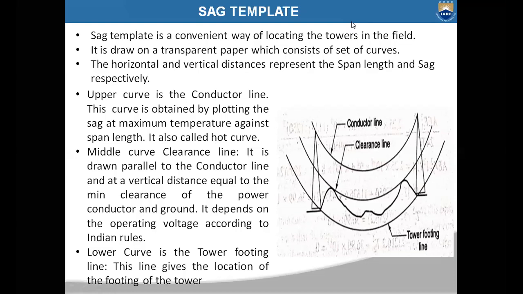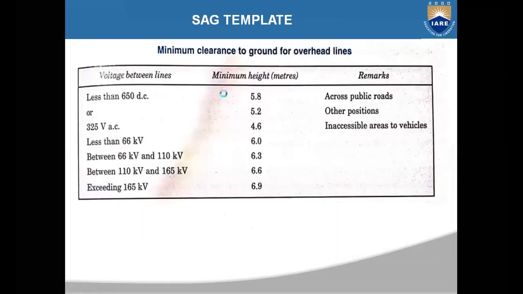Then you have to draw the tower footing line exactly below the clearance line. So wherever the tower footing line touches your profile, there you have to construct the towers. Okay, this is about the SAG template.